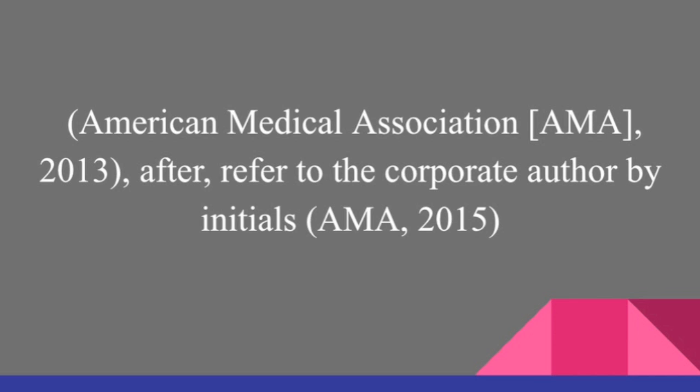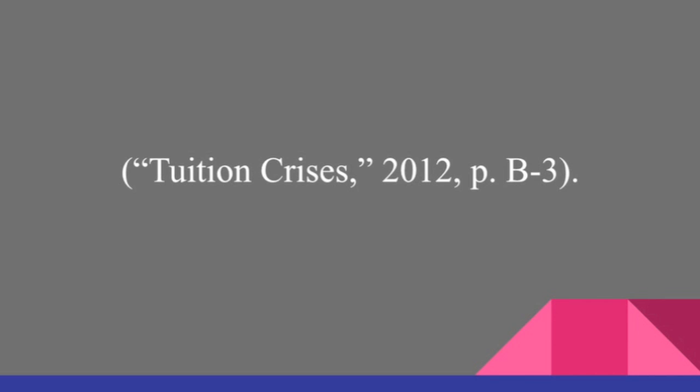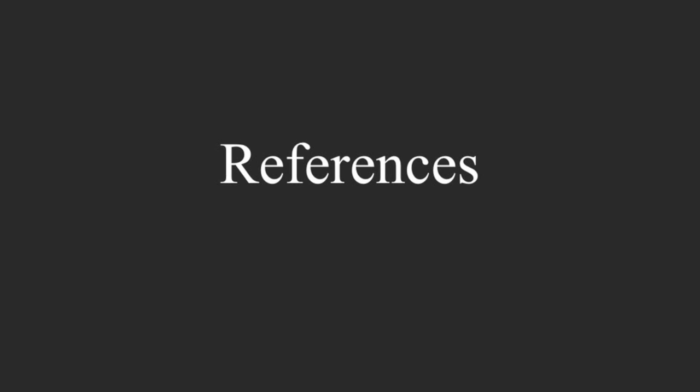If you are abbreviating corporate authors, you'll have to refer to the full name at least once, and then after that demonstrate what the abbreviation is going to be, and from then on you can refer to them as that. Like an example where they shortened American Medical Association into AMA. For a work with no author, you'll cite the title as part of the in-text citation, along with the year of publication and the page. And these are just some of the in-text citations that you'll see.